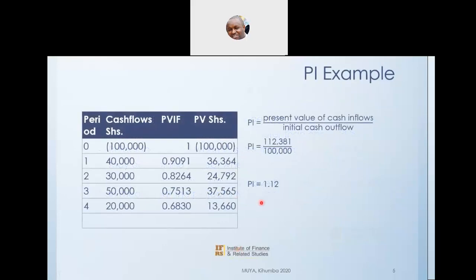Now, if we look at our previous illustration, we found that our PI is 1.12, which is greater than 1. And this would mean this project would be accepted.